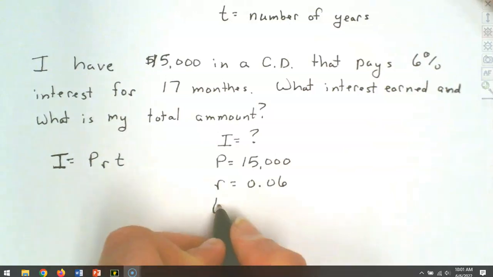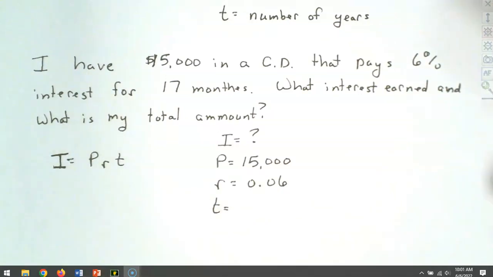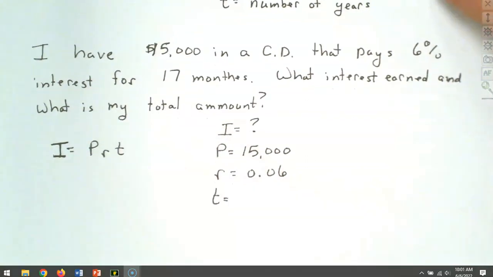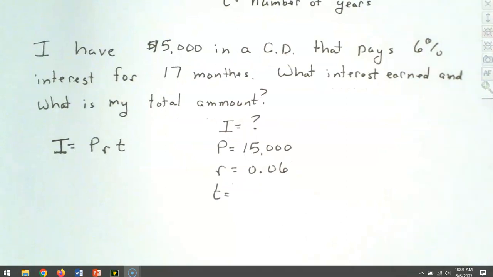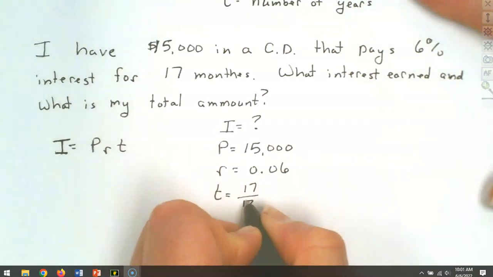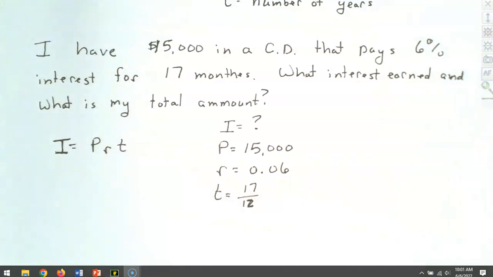And where we really need to be careful is with our time, because our time is not 17. Because if I said time was 17, that would mean I put it in there for 17 years. And I'm not putting that in there for 17 years. I'm putting it in for 17 months. So since it's in terms of months, I have to divide that by 12. Now, do not convert it to a decimal yet. We are going to convert it at the very, very end.